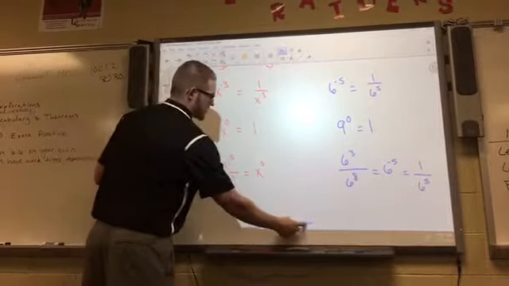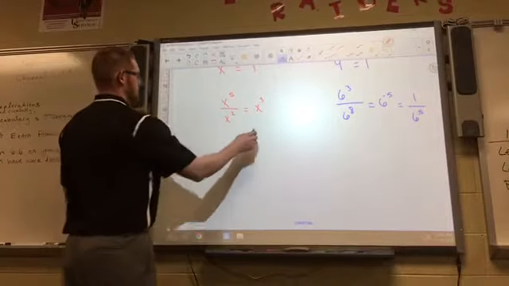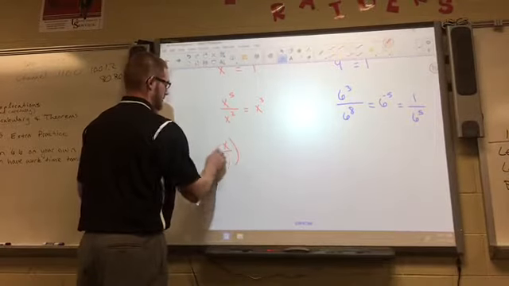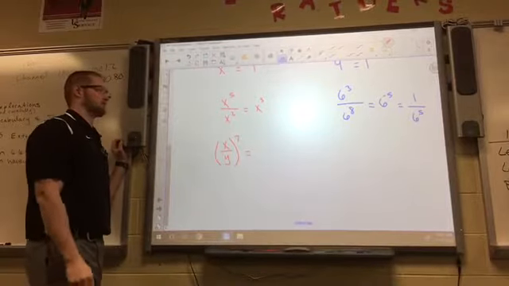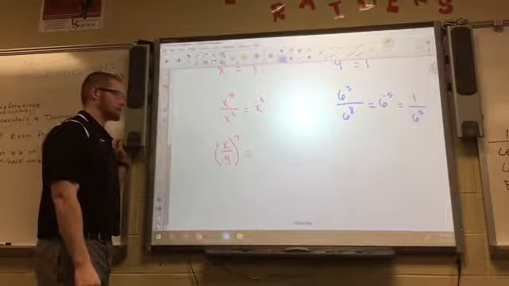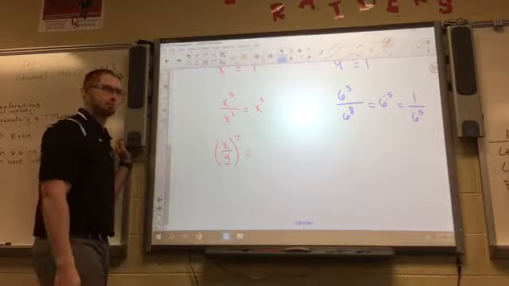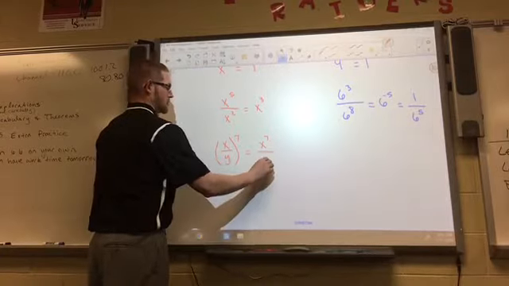The last one, I forget what they call it, power of a quotient, meaning I have x over y to the 7th. Just like with power of a product, that exponent needs to go to both of them. So it would be x to the 7th over y to the 7th.